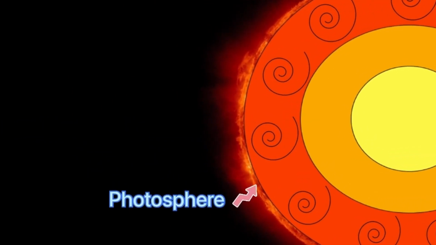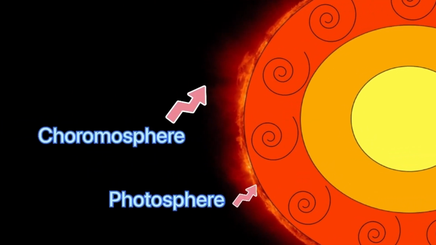The photosphere is the visible surface of the Sun. The chromosphere is a layer above the photosphere visible during solar eclipses. The corona is the outermost layer, which extends into space and becomes solar wind.